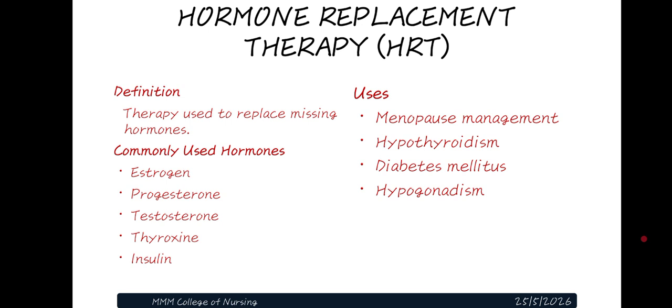So the hormone replacement therapy is commonly used when the body does not produce enough hormones. For example, insulin is used in diabetes and thyroxine is used in hypothyroidism. So in menopausal women, estrogen therapy helps reduce symptoms like hot flushes and osteoporosis.